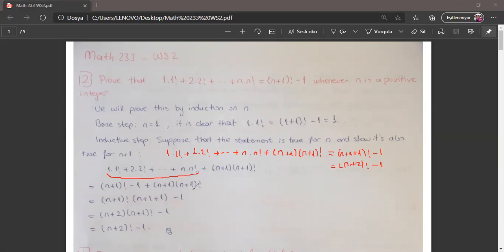So what do we have now? In the parenthesis of (n plus 1) factorial, we get n plus 1 minus 1. Okay? So here we have n plus 2. Here we have (n plus 2) times (n plus 1) factorial minus 1. And what does it mean? It means (n plus 2) factorial minus 1, which we wanted to show, right? So this gives this equality at the end, which says that this statement is true for n plus 1 too. Okay?